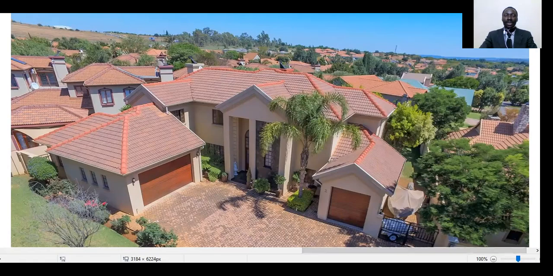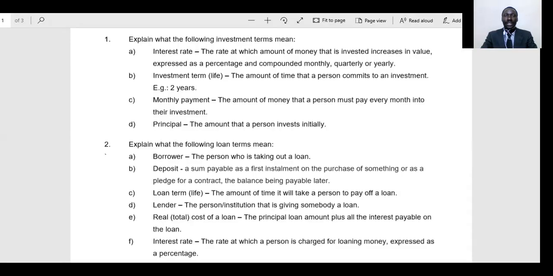So in very specific terms, the interest rate is the rate at which the amount of money invested increases in value. Interest rate is expressed as a percentage, and it is either compounded monthly or quarterly. Monthly means every month, quarterly means every 3 months, and yearly means every 1 year.